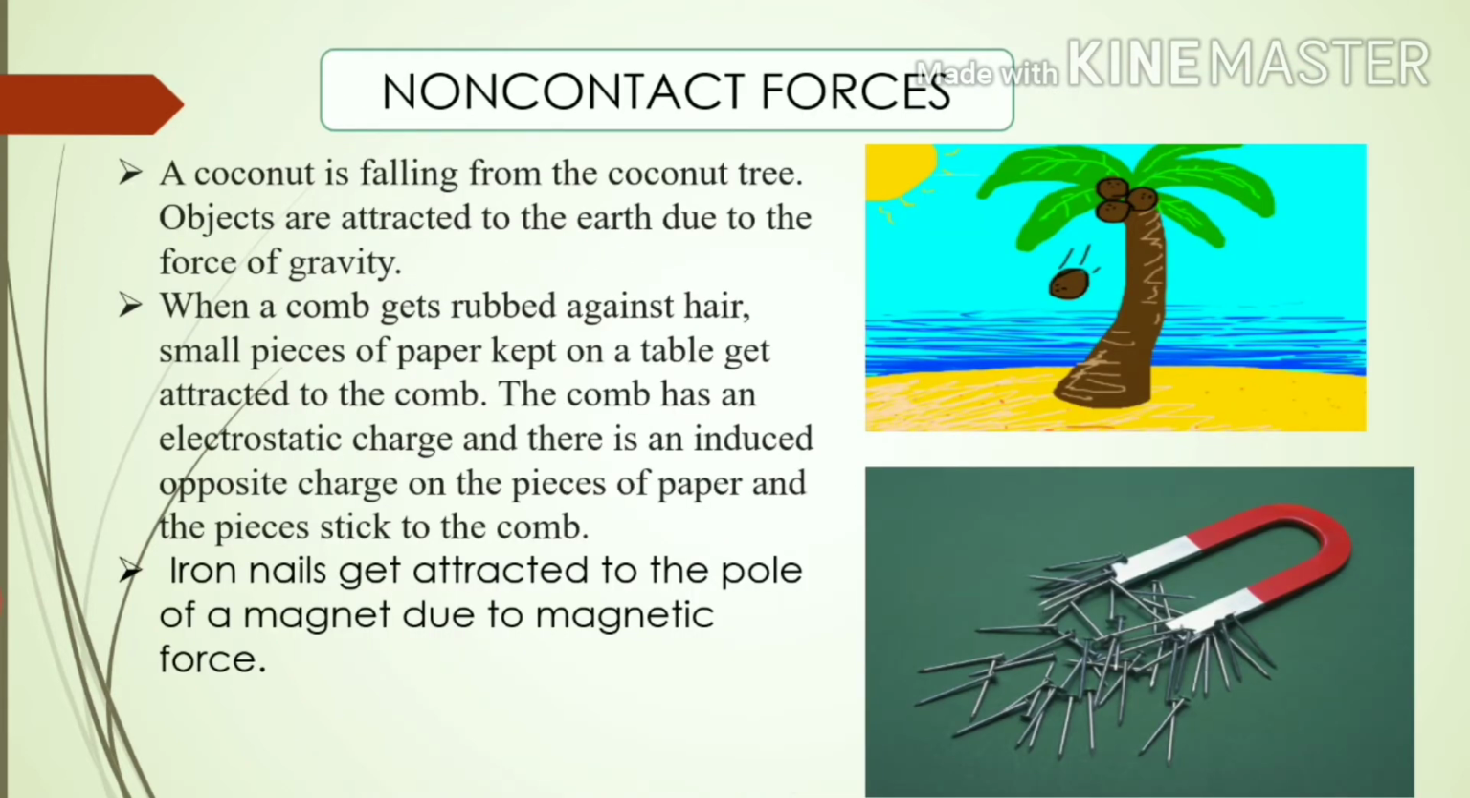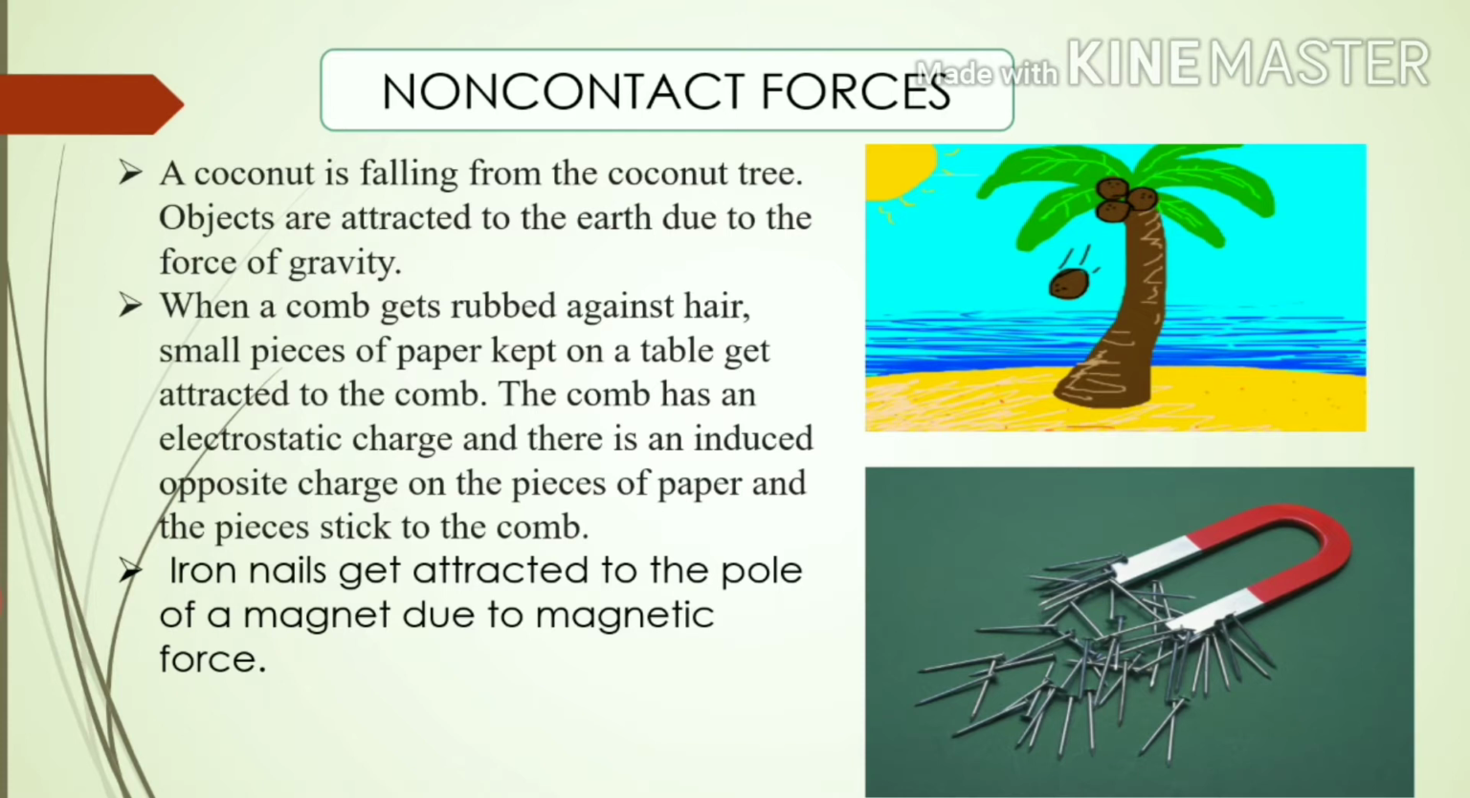Non-contact forces. A coconut is falling from a coconut tree. Objects are attracted to the earth due to the gravitational force or the force of gravity. When a comb gets rubbed against hair, small pieces of paper kept on a table get attracted to the comb. The comb has an electrostatic charge and there is an induced opposite charge on the pieces of paper, and the pieces of paper stick to the comb.